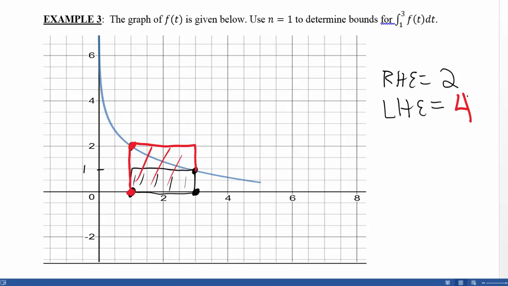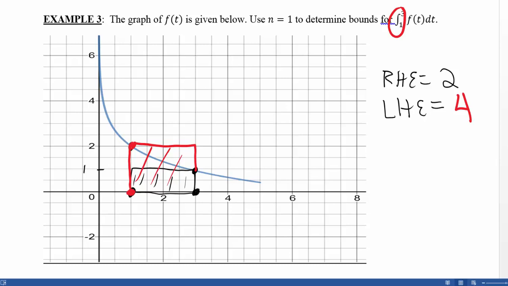So those are my bounds. My exact area under the curve has to be between 2 and 4. So that's how I can use n equals 1 to get a sense of the bounds for where my exact area needs to live. Again, I'm paying particular attention to the numbers that are on the bounds of my integral because that tells me for what independent values I need to look between.